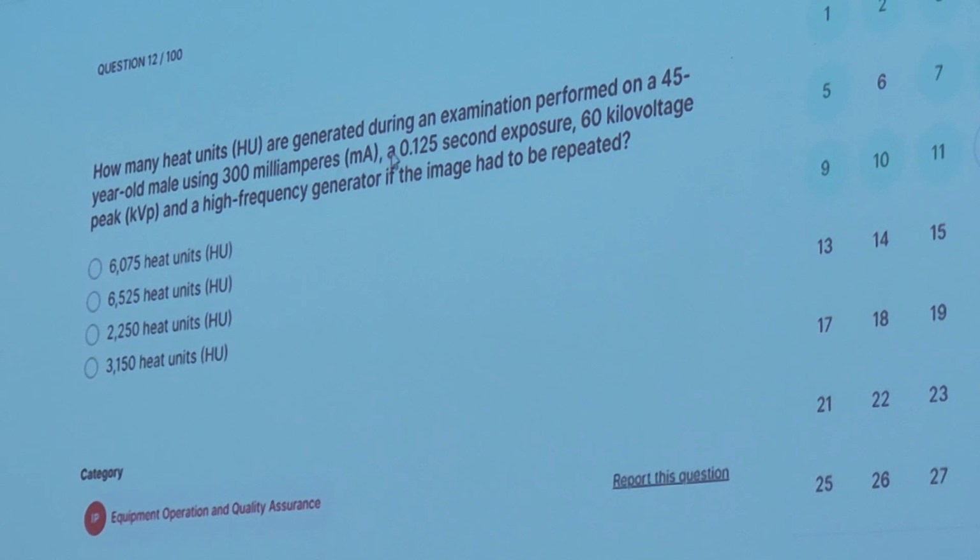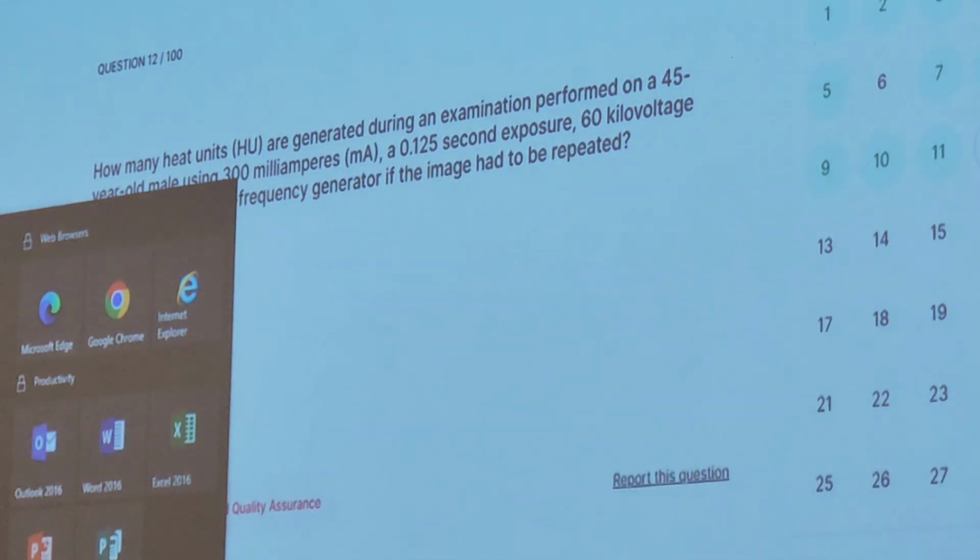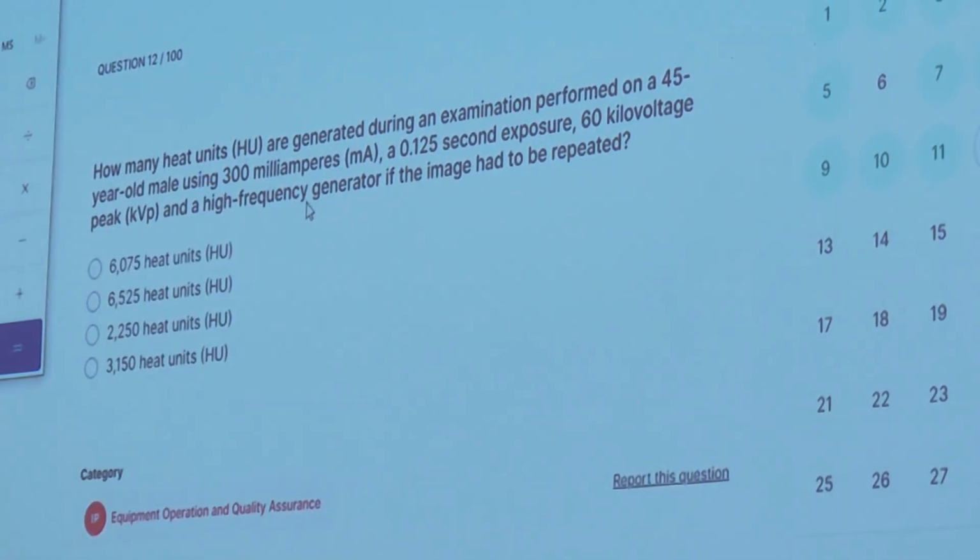Good. So really all we do here is we multiply straight across. We have 300 milliamperes times 0.125 seconds, that gives us the mAs. Multiply that by our kVp, and we multiply that by our correction factor, which is 1.45, because it's high frequency, right? And when we do that, we get 3262. But you don't have it there. So, report that question.